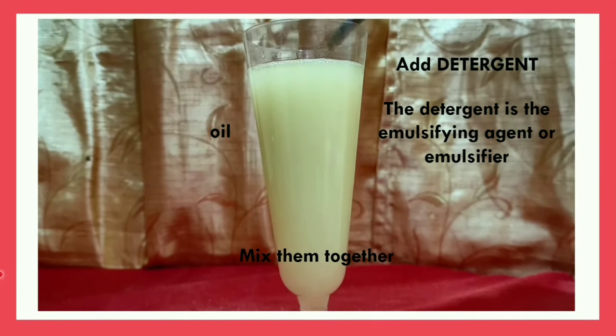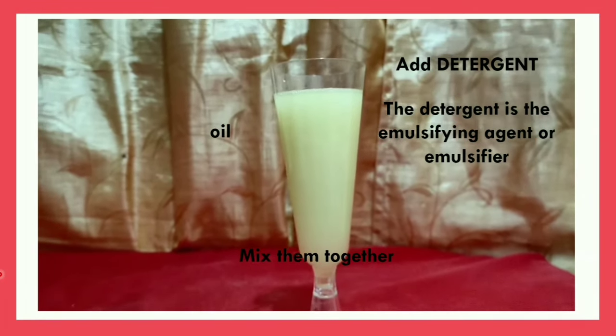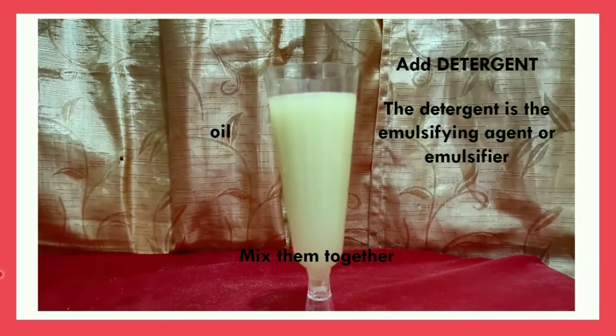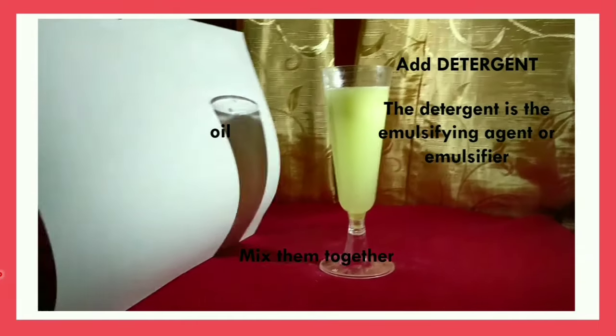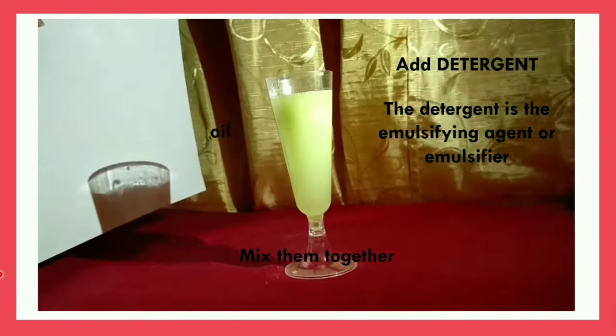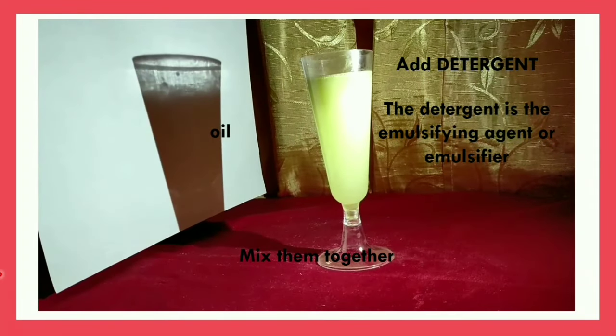Let's check if light can pass through this mixture. Let's have a flashlight test. As you can see, we can only see the shadow of this mixture. No light is reflected on the paper, just like in our previous demos or experiments. Therefore, this is still a colloid.